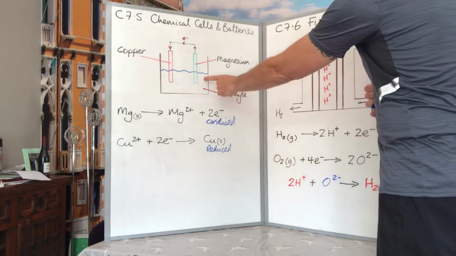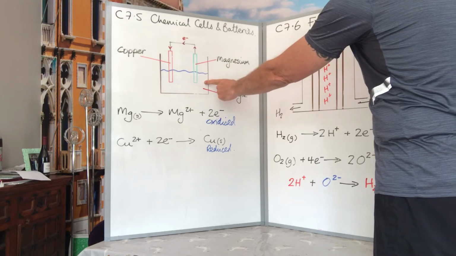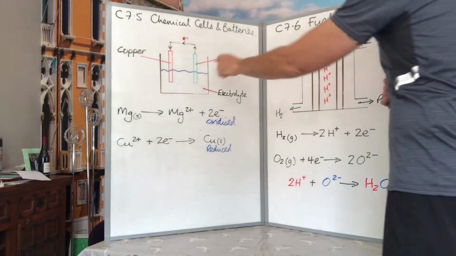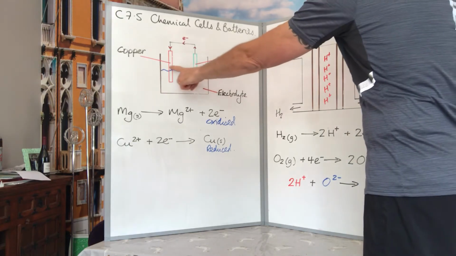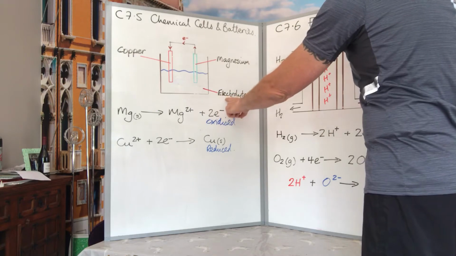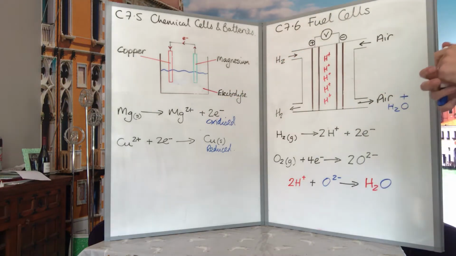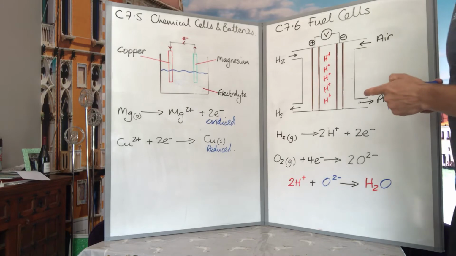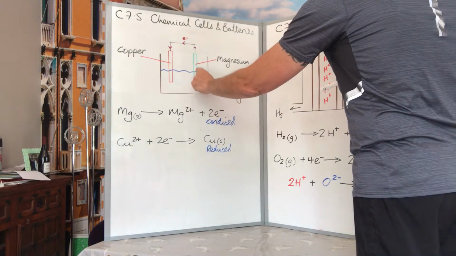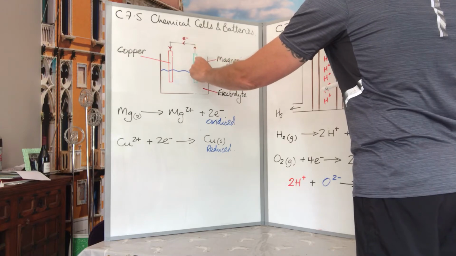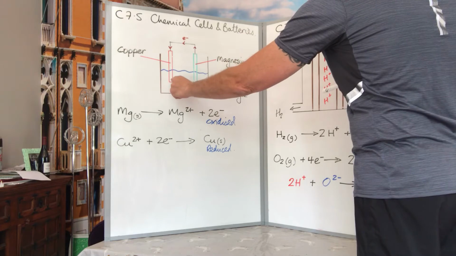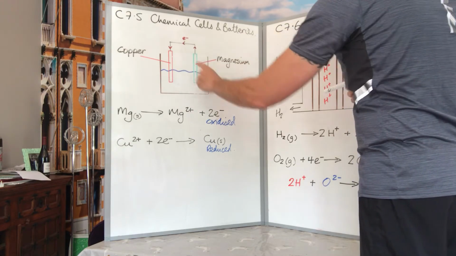To make a chemical cell that produces an electric current, you need two metals of different reactivities immersed in an electrolyte. The electrolyte is a solution of ions. When this happens, a chemical reaction takes place and a flow of electrons passes from the most reactive metal to the least reactive metal. And you can measure that with a voltmeter.